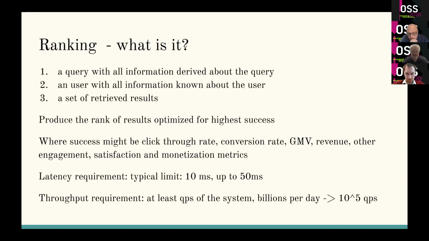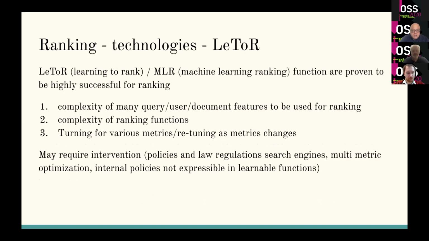Very tight limits, up to 50 milliseconds maybe. A very big number of queries, and you have to do this for every query. A lot of results, so it's a complicated computational procedure. And there is a proven set of learning to rank technologies, machine learning to rank. They're proven quite well for this because they handle the complexity of many query, user and document features. In a typical search system, you have certainly hundreds up to thousands of them, complexity of ranking functions, tuning for various metrics and retuning as metrics change. Sometimes you require some intervention on top of that because of policies which are hard to express as functions.